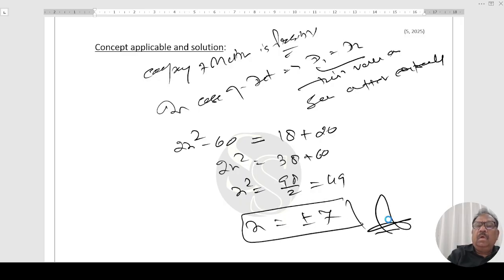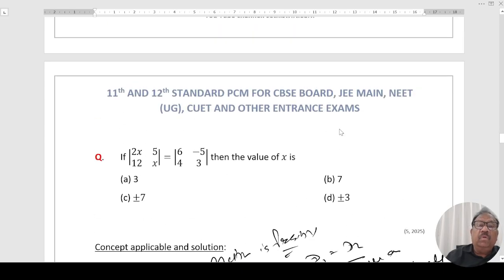This is the answer. Be very, very careful whether it is the sign of a matrix or a determinant. If it is a matrix, then we can make the comparison of the corresponding elements. If it is a determinant, then we have to put the values of the two determinants after solving the same. C option is the correct answer. Right? Next question.